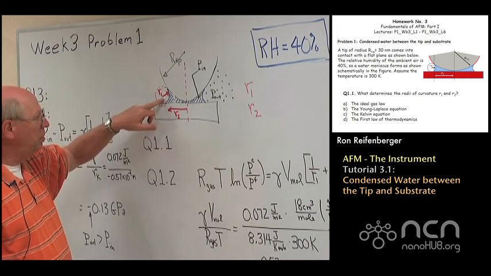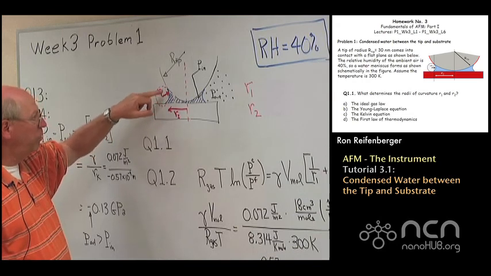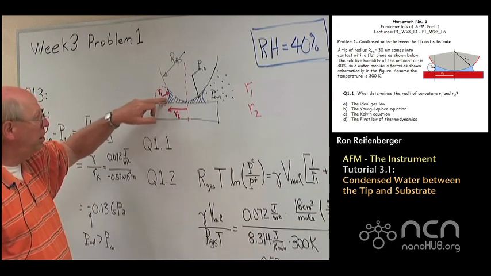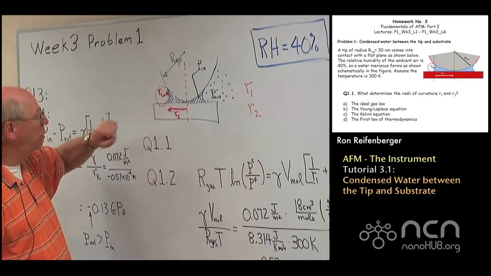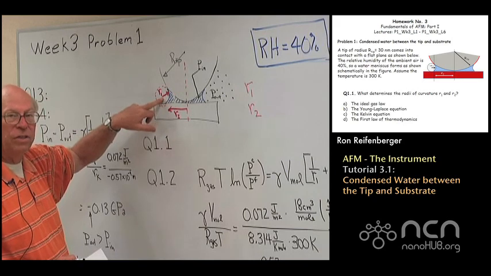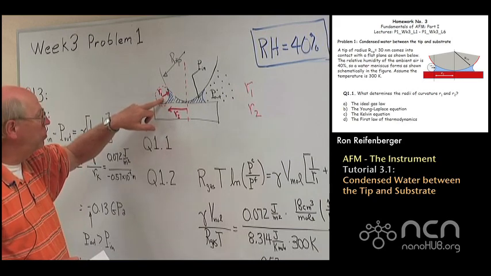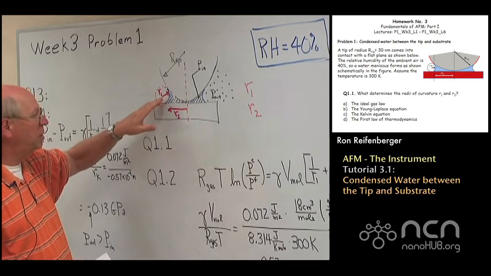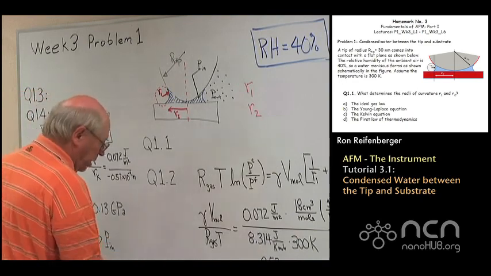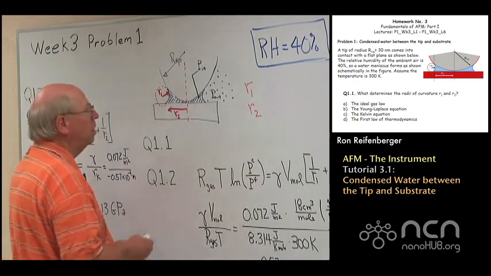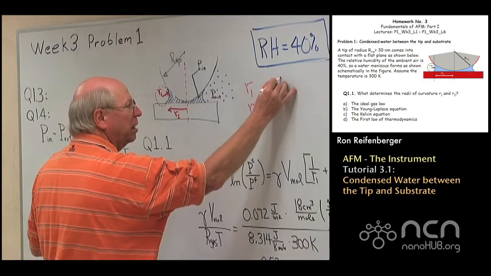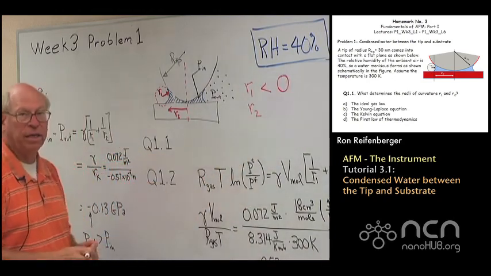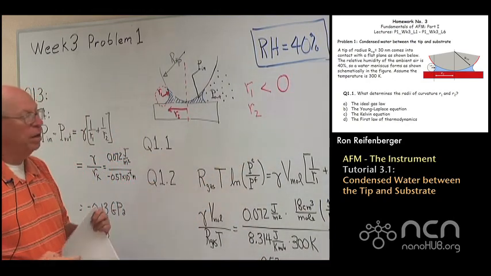R1 is the radius of curvature of the very tight surface that forms between the tip and the substrate. The location of the center of this circle that defines the radius R1, that location is outside the water meniscus. Because it's outside the water meniscus, by the sign conventions, R1 is going to be assigned a negative number, so R1 is going to be less than 0.